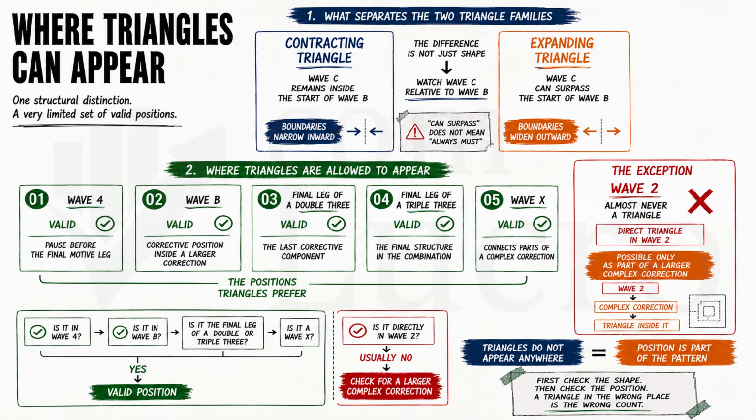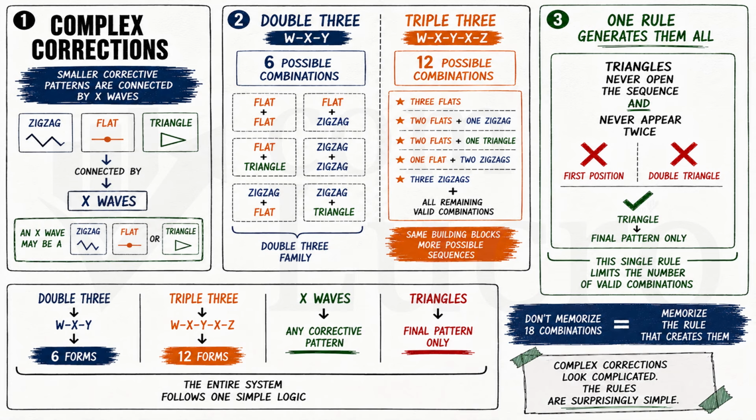In an expanding triangle, wave C can surpass the start of wave B, and triangles are picky about where they appear. Wave 4, wave B, the final leg of a double 3 or triple 3, or a wave X. What you almost never see is a triangle in wave 2, unless it's part of a larger complex correction. Now to complex corrections. Zigzags, flats, and triangles chained together and separated by X waves.